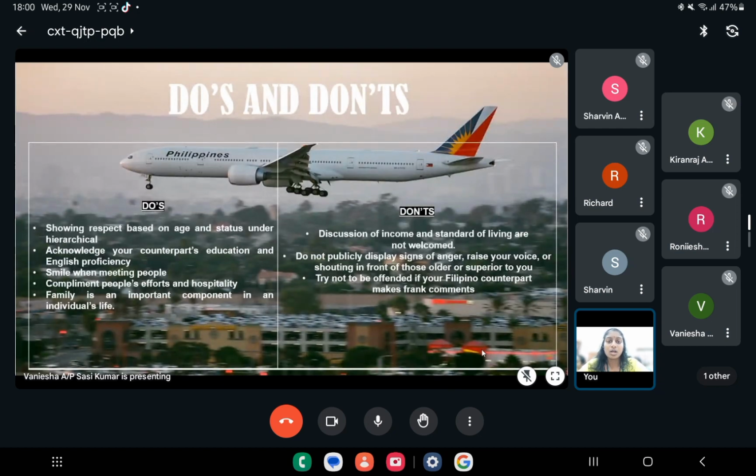Don'ts: discussions of income and standard of living are not welcome. Do not publicly display signs of anger, raise your voice, or shout in front of those older or superior to you. Try not to be offended if your Filipino counterpart makes frank comments. So, as we know, we should discipline ourselves wherever we are, and it means try not to react and be patient.